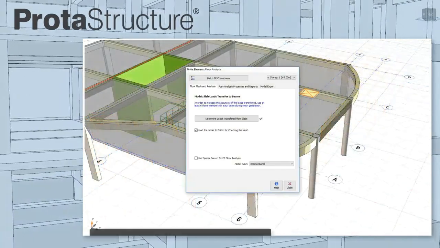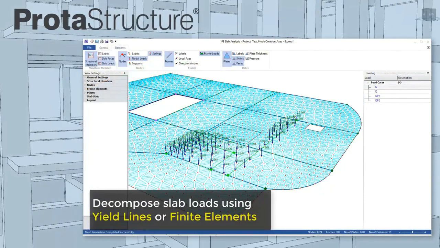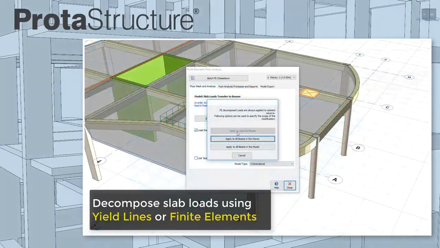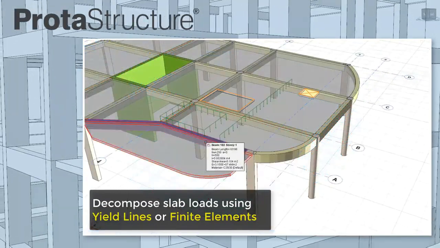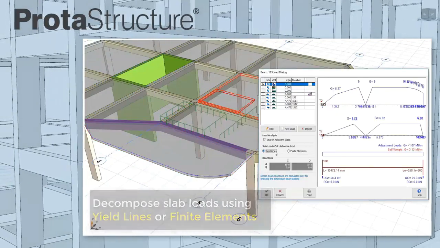Prota Structure uses intelligent yield lines or finite elements to accurately decompose slab loads to frames. Slab openings, line or patch loads are all considered.